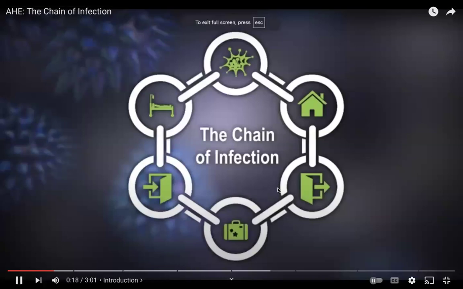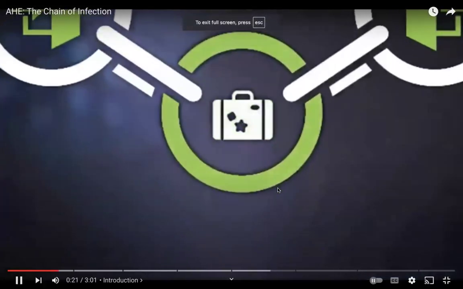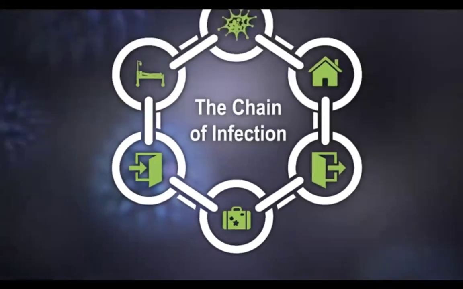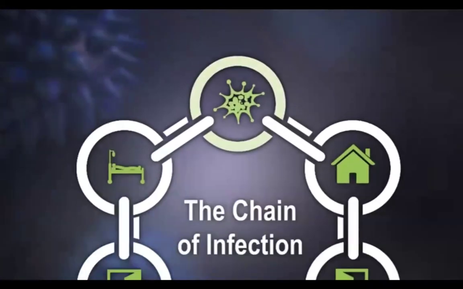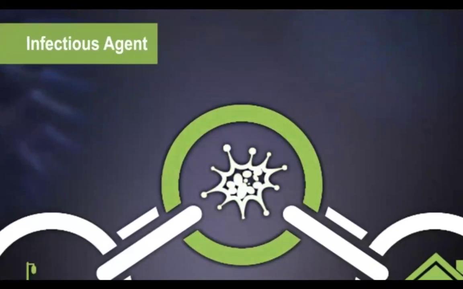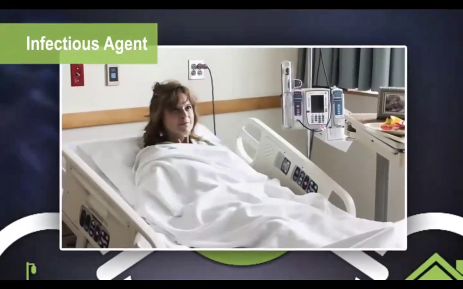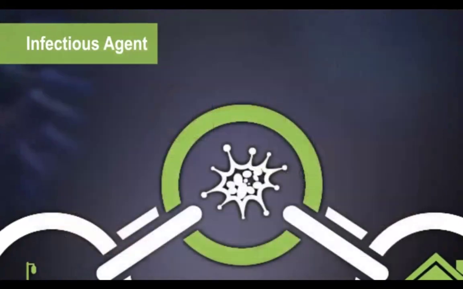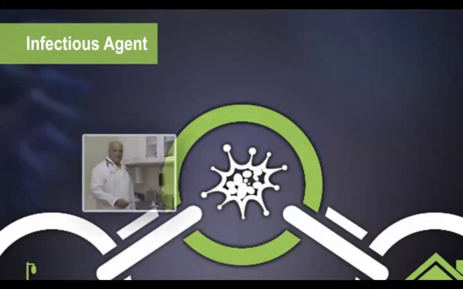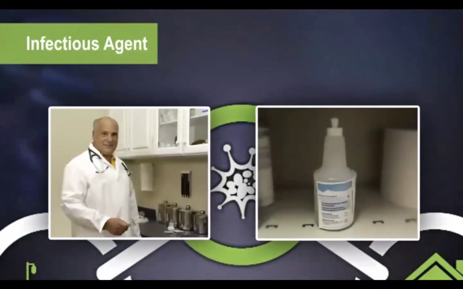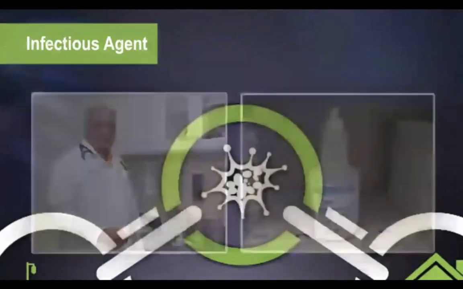But the chain is easy to break. Each link can be broken, which prevents disease and keeps patients safe. Let's go through each link. An infectious agent is an organism having the ability to cause disease. To break this link, seek prompt treatment if you are ill and use the right cleaning solution to disinfect the pathogens you have identified.